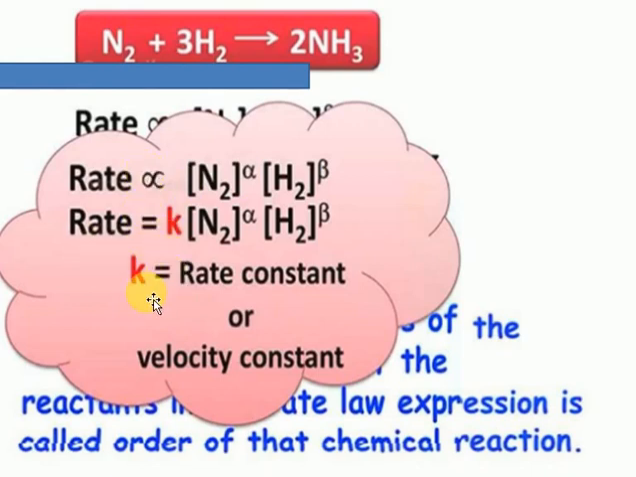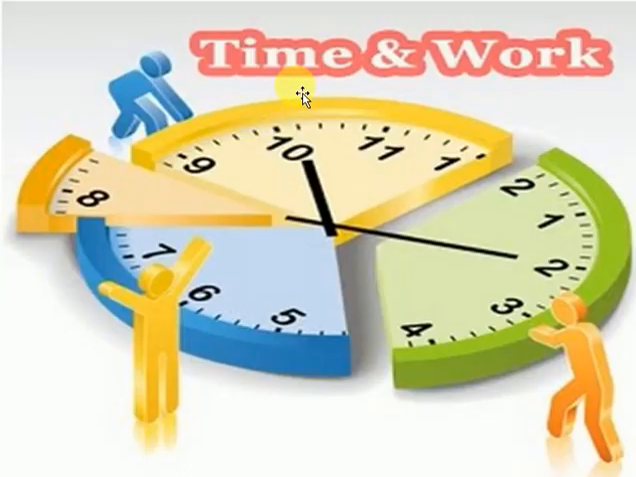That's called the rate constant. K is also called the rate constant or velocity constant. From this rate equation, I'm going to find the order of a chemical reaction. So let's consider what order is.